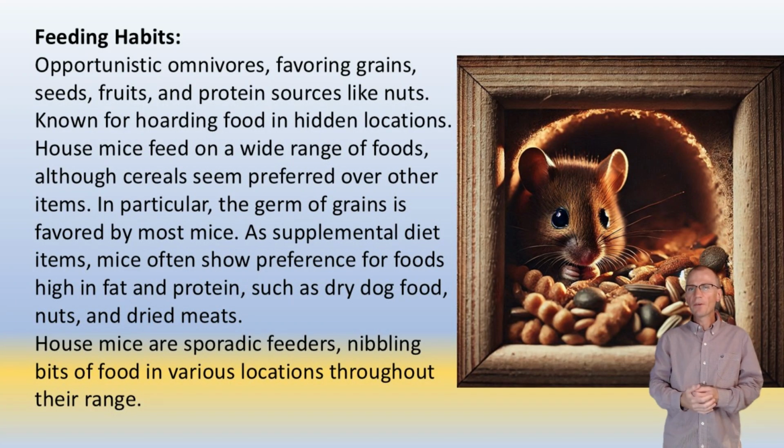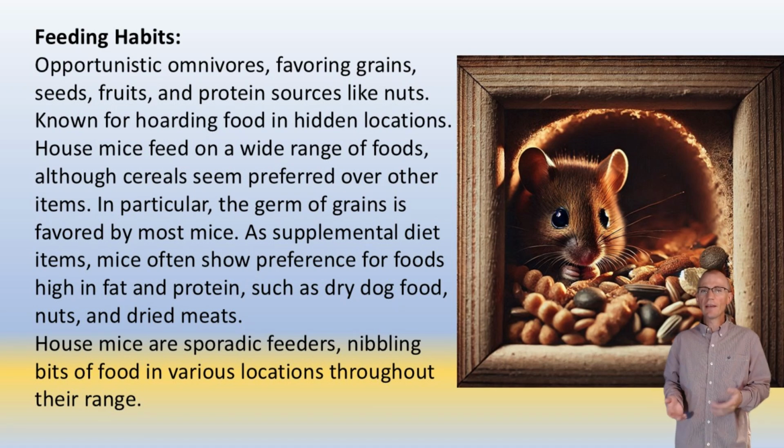Feeding habits. Opportunistic omnivores, favoring grains, seeds, fruits, and protein sources like nuts. Known for hoarding food in hidden locations, house mice feed on a wide range of foods, although cereals seem preferred over other items. In particular, the germ of grains is favored by most mice. As supplemental diet items, mice often show preference for foods high in fat and protein, such as dry dog food, nuts, and dried meats. House mice are sporadic feeders, nibbling bits of food in various locations throughout their range.